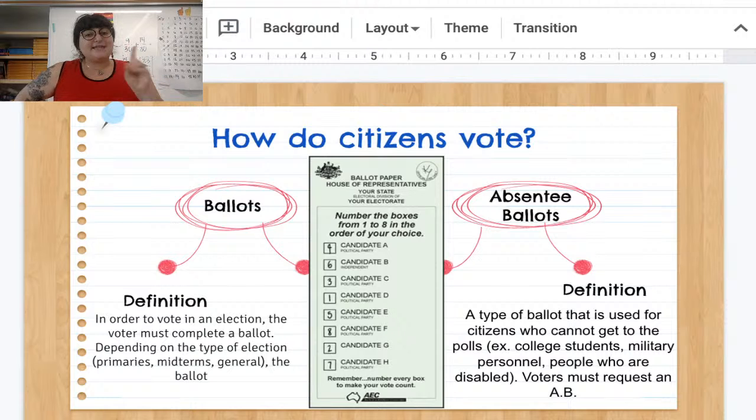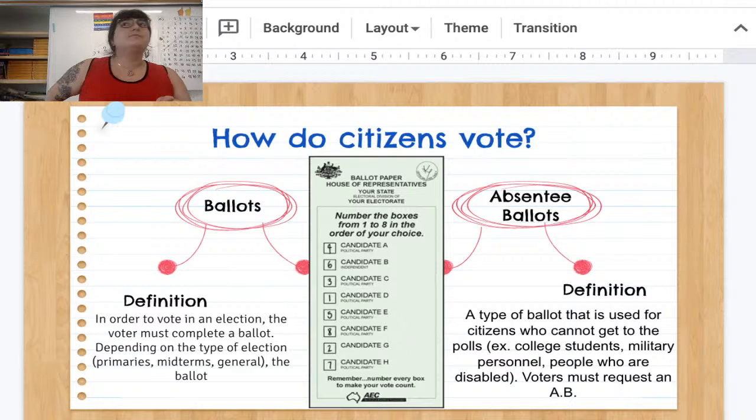The absentee ballot, I personally am really grateful that we have a democracy that allows an absentee ballot because it is designed for citizens who cannot get to the polls, whether they are college students living away from home, whether they are military personnel who might be posted somewhere else temporarily, and maybe a person who is disabled.